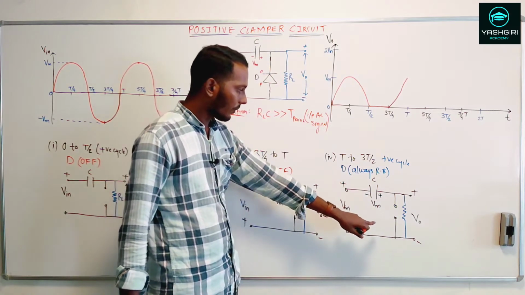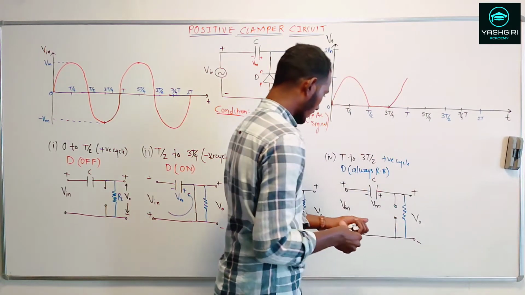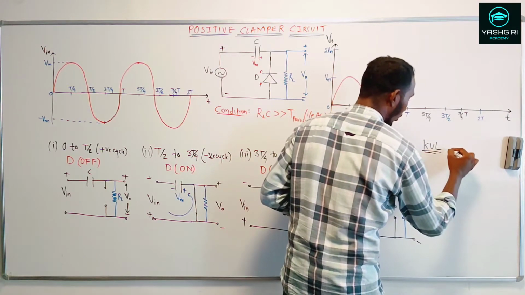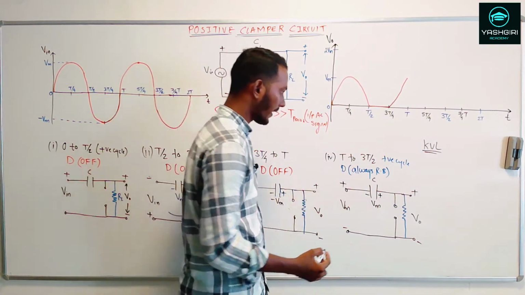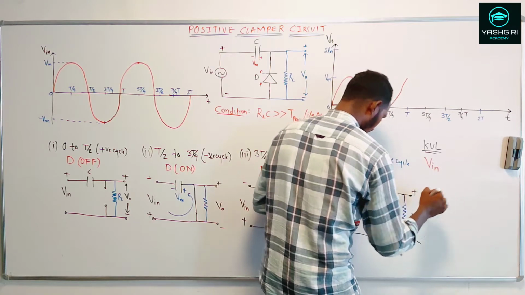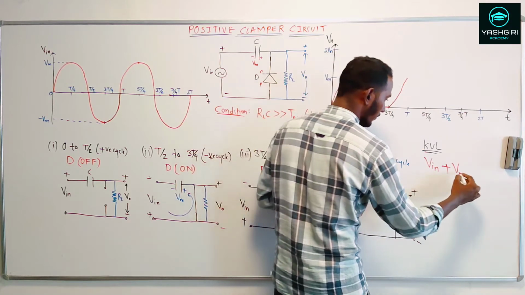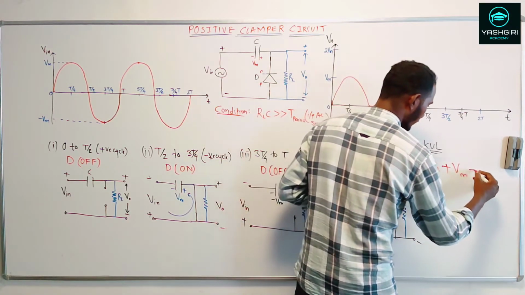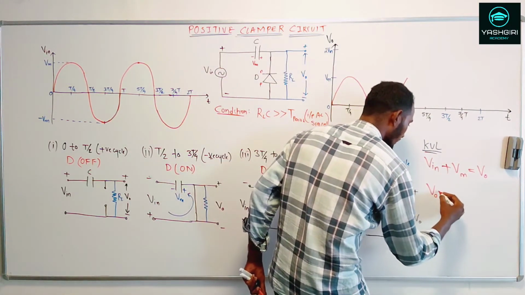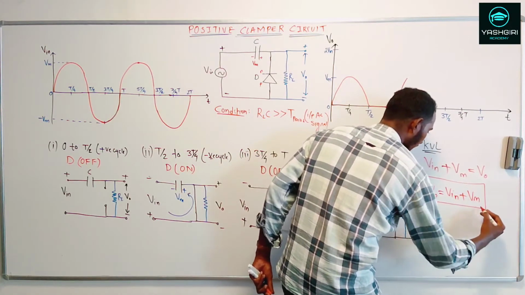In that case, let's apply the KVL to get the output. Here there is a voltage rise, so what I get is V in. Here there is also a voltage rise, that's the voltage across the capacitor, which is equal to the maximum voltage Vm, and there is V out. So if I apply the KVL, V out is equal to V in plus Vm. Correct? So that's the expression I am getting.